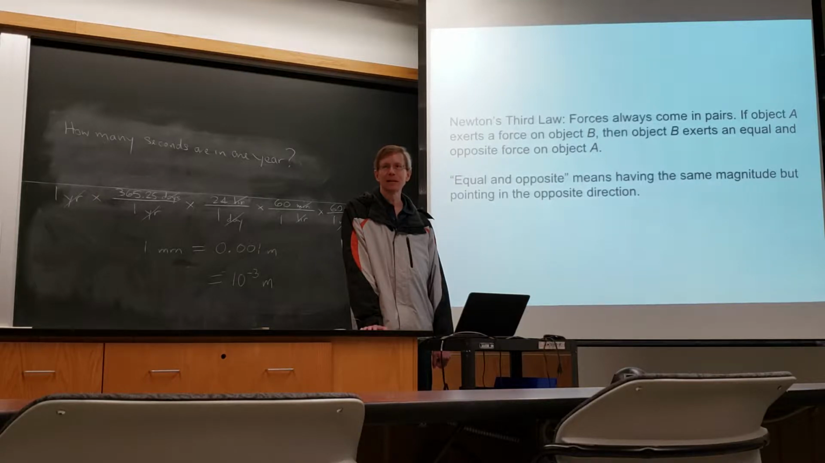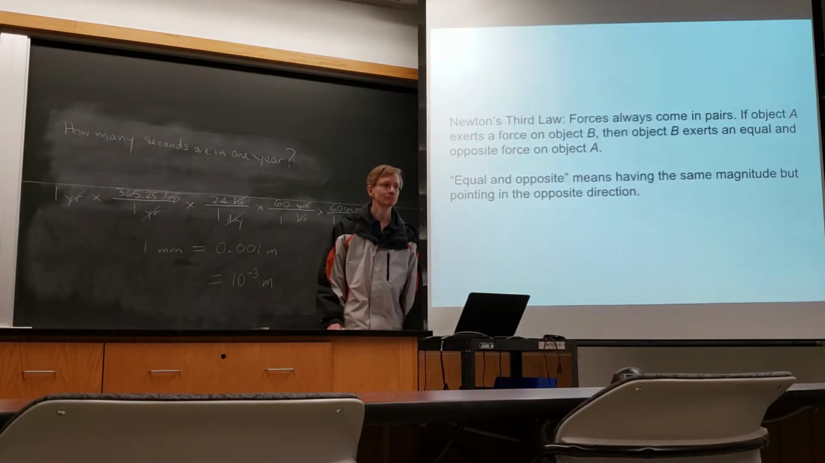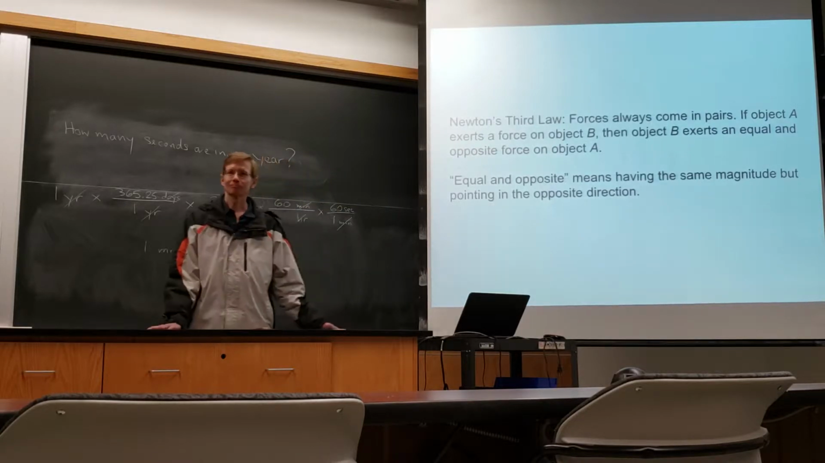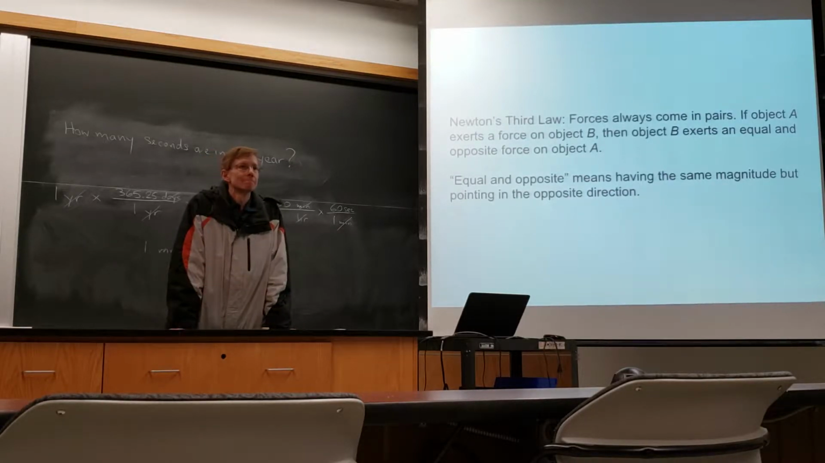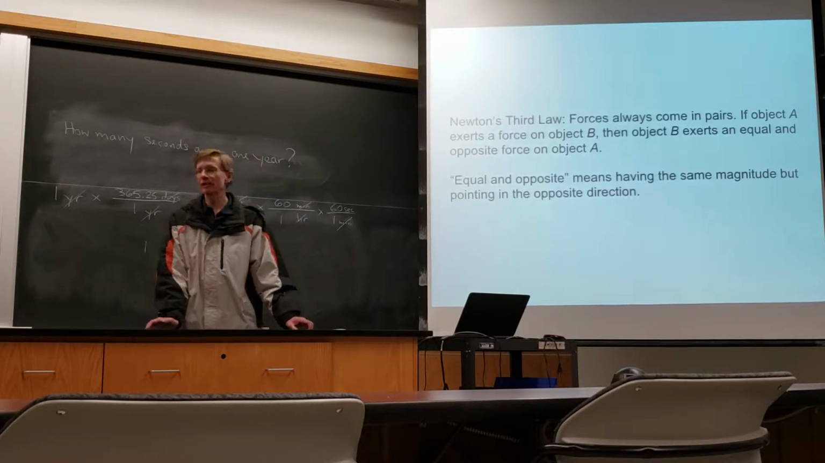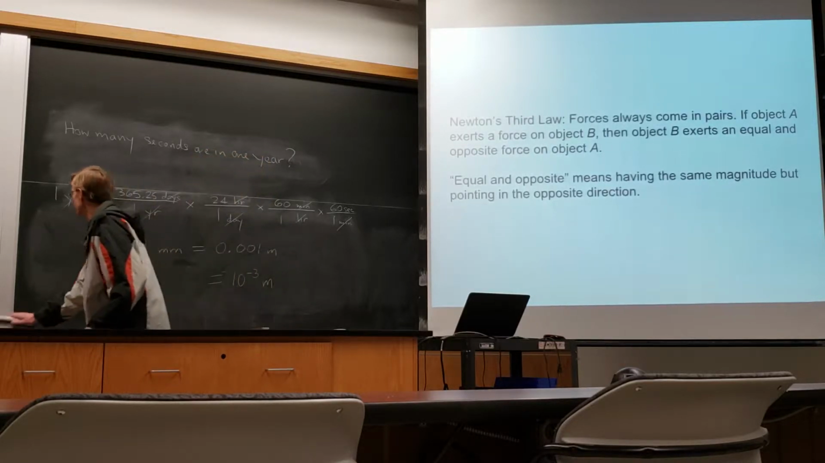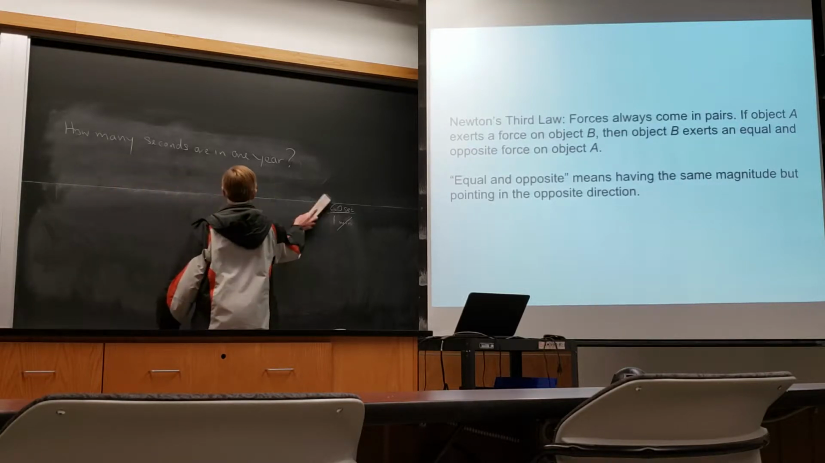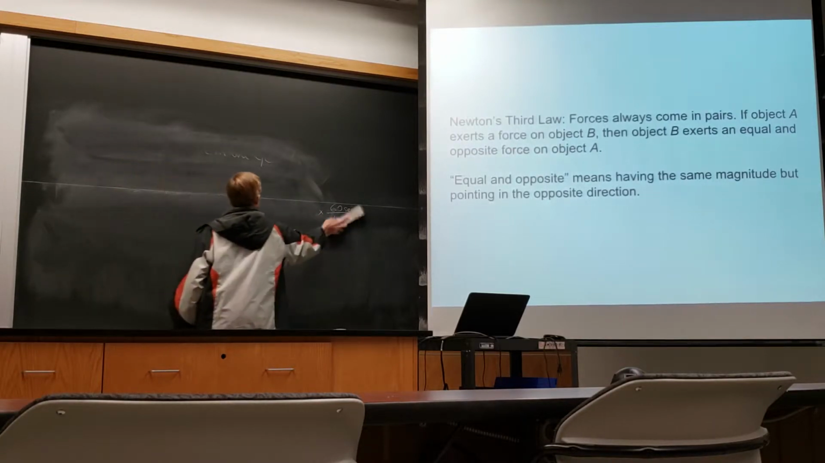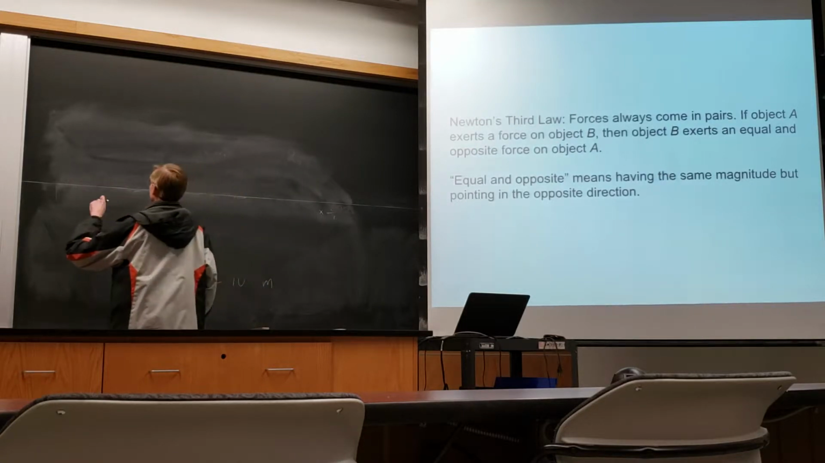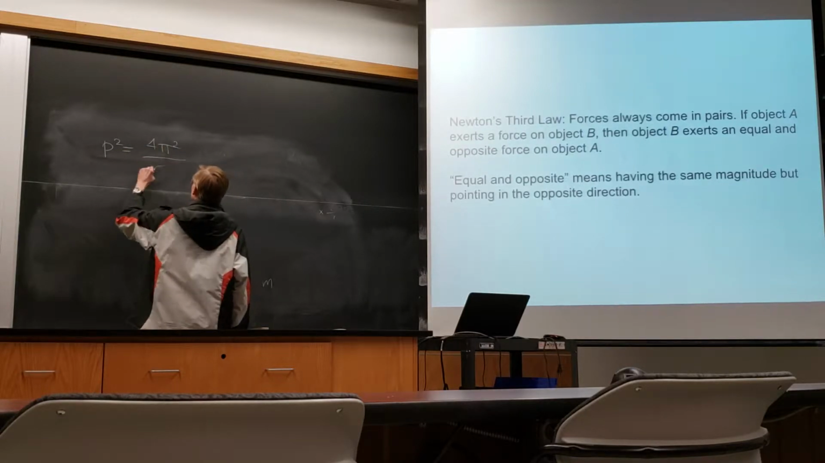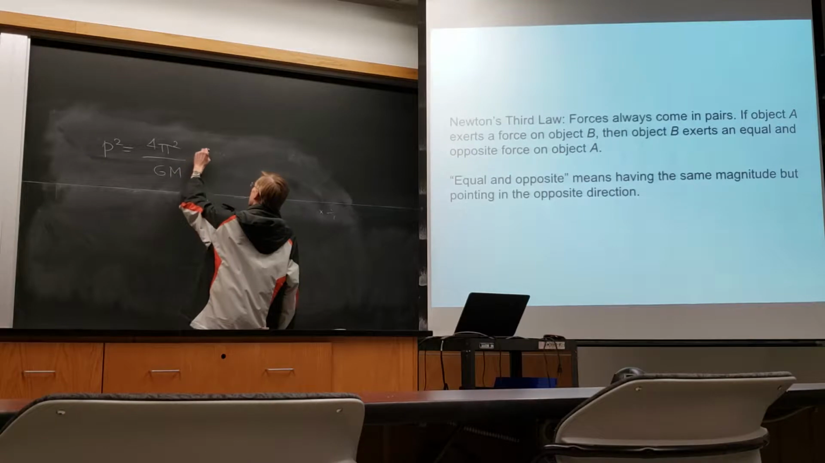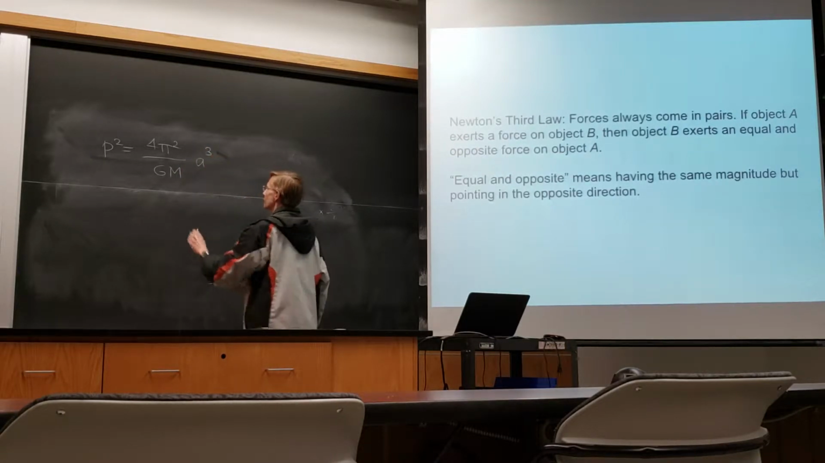Okay. What next? Yes? There's something about Newton's version of something. Yeah, Newton's version of Kepler's third law. So Newton's version of Kepler's third law says that P squared is 4 pi squared over G times the mass of the body that's being orbited times a cubed.